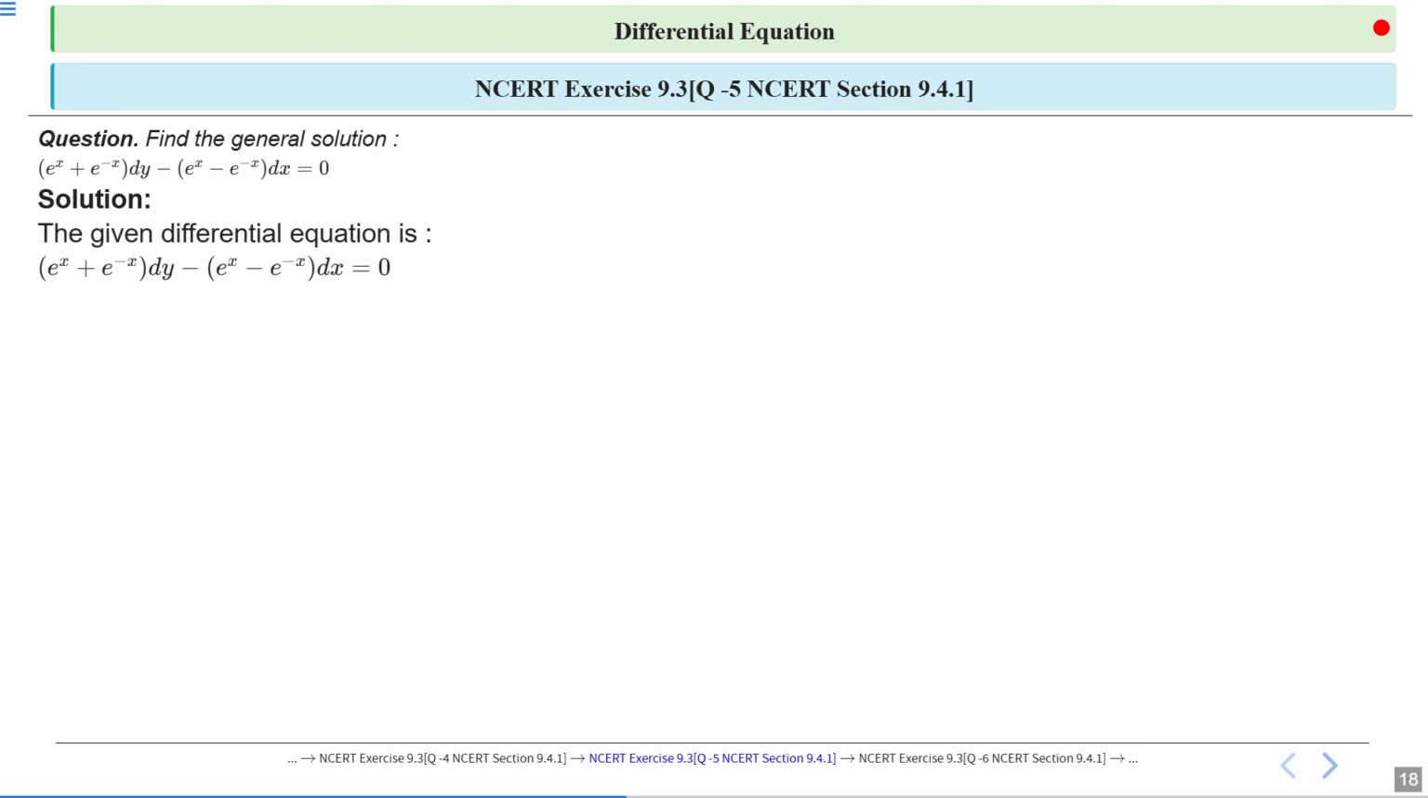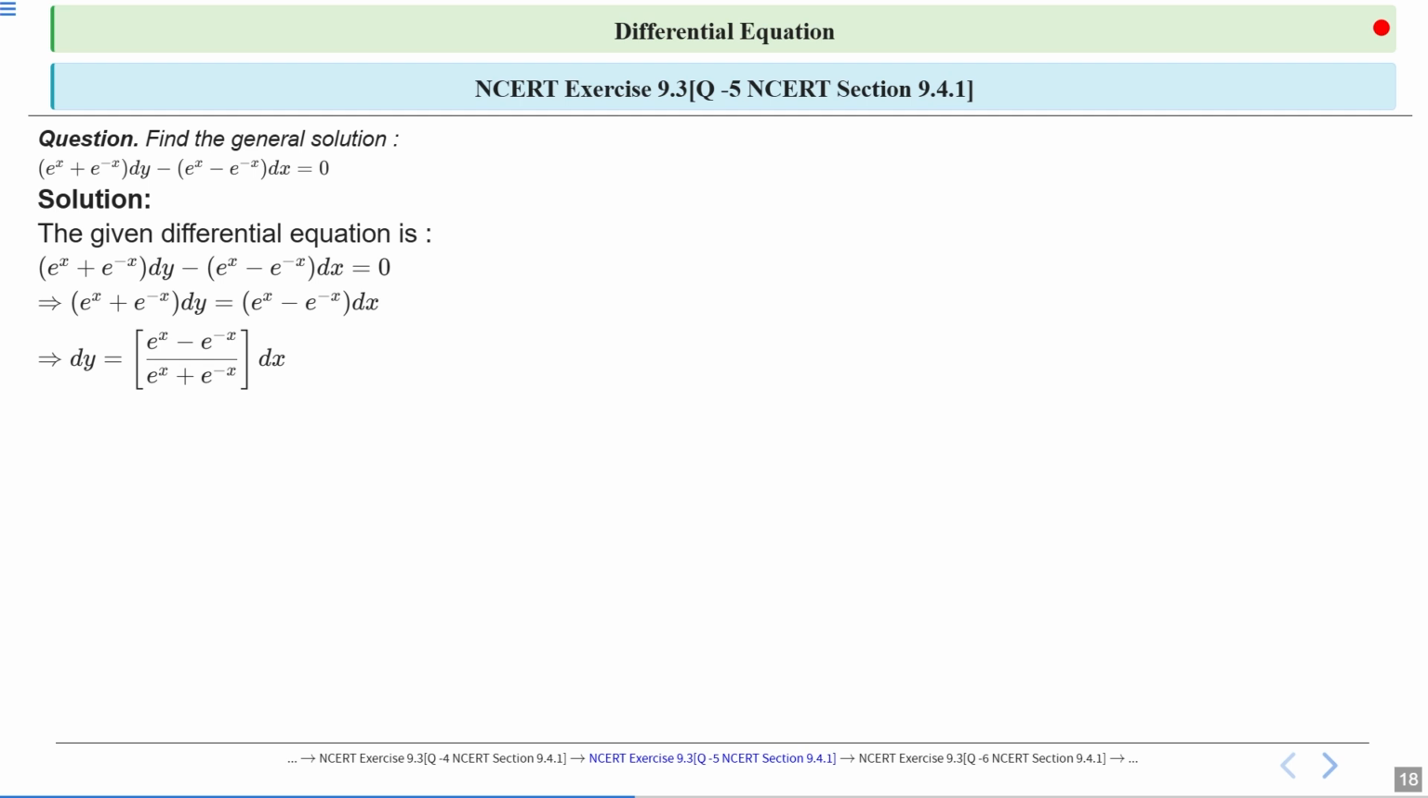The given differential equation is e to the power x plus e to the power minus x dy minus e to the power x minus e to the power minus x dx is equal to 0. So there is a term e to the power x plus e to the power minus x with dy, so we write it as e to the power x plus e to the power minus x dy is equal to e to the power x minus e to the power minus x dx. We take e to the power x plus e to the power minus x, which is with dy, to the other side so that it is with dx.